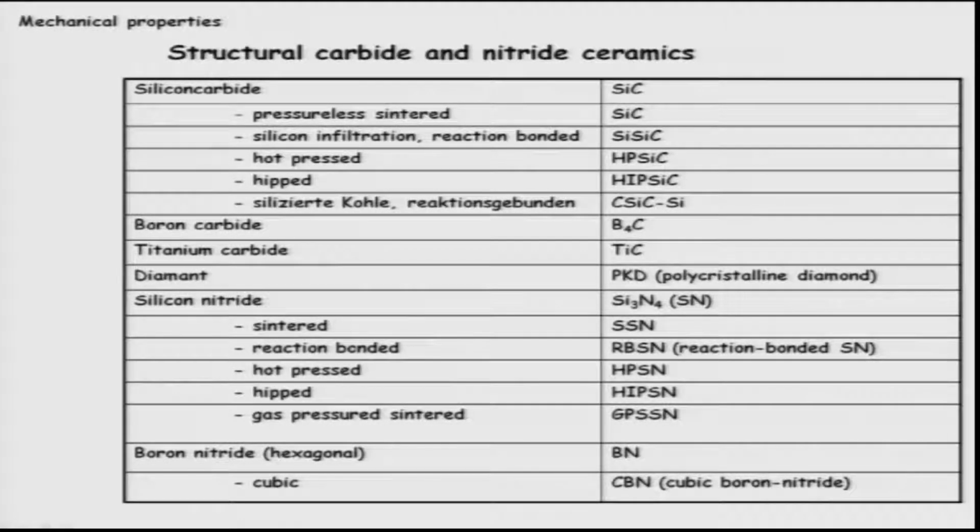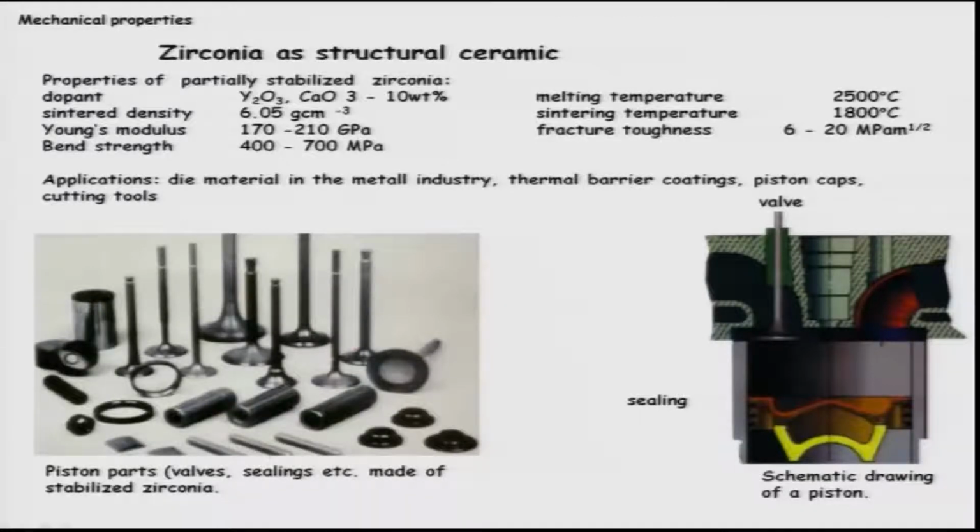As you see here, there are many things: silicon carbide, boron carbide, titanium carbide, silicon nitride and boron nitride, cubic boron nitride, one of the hardest materials available other than diamond. So, they are also used in various structural applications. Zirconium oxide, which we will be discussing a lot, has many interesting applications like piston valves, sealing valves, or die material in the metal industry, thermal barrier coatings. Just now I told you about nickel superalloys or cutting tools.